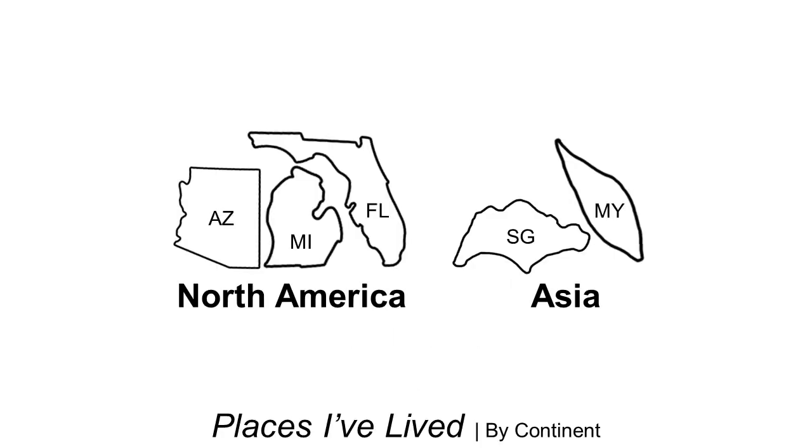In this example, the places I've lived are organized according to continental categories. The 3 locations in North America are grouped together, while the 2 locations in Asia are placed together. This would be an excellent organization for comparing and contrasting things like cultures or weather patterns between these 2 groups.